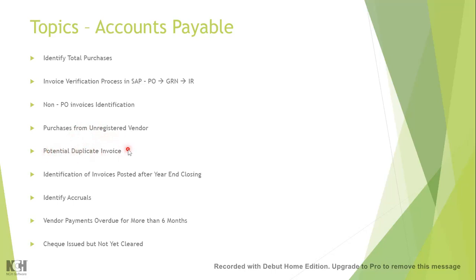Then potential duplicate invoices. So you would like to know whether duplicate invoices are getting posted in SAP. What are the controls there? Another challenging point I felt, from audit perspective, is how do you identify invoices which get posted after the audit has been done or after year-end closing has been completed? So is there a mechanism in SAP which gives you immediate information on that?